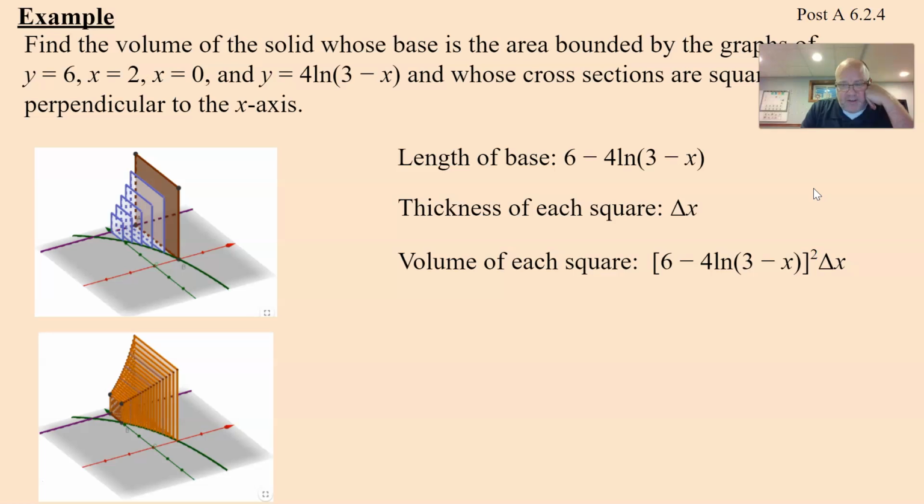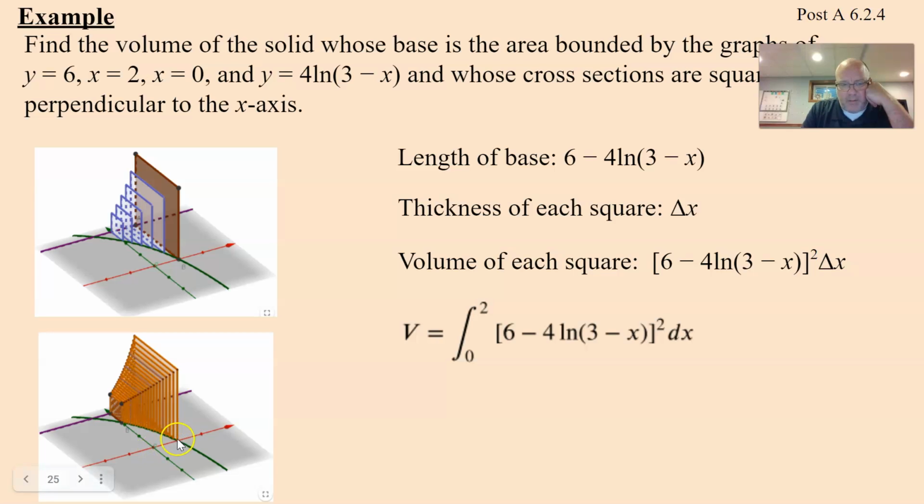The volume of each square is going to be the length of the side squared times dx. Remember, it's a volume. It's a square with some sort of thickness to it. So it's the length of the side of the square squared, multiplied by dx. So there's the volume of each square. Well, how many squares do I have? I have infinitely many squares. And where do they reach to? Well, the squares go from x equals 0 to x equals 2.